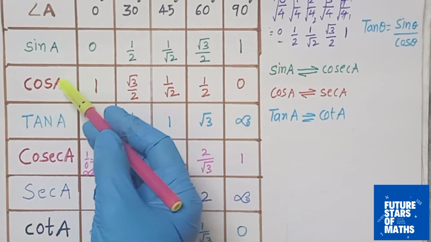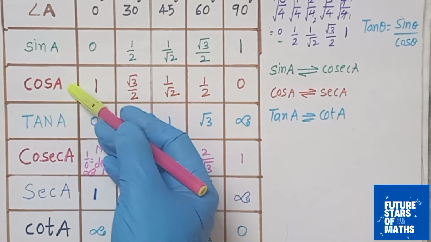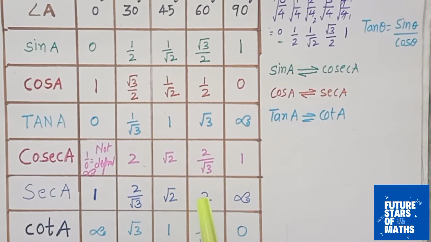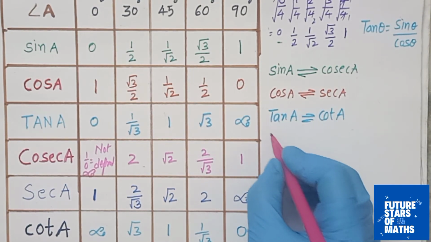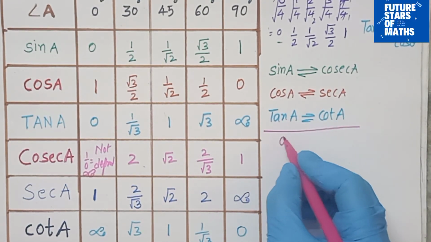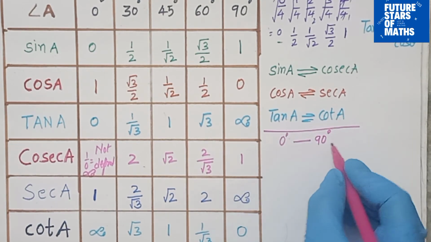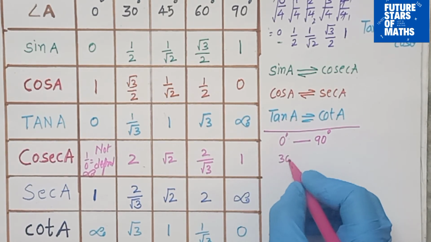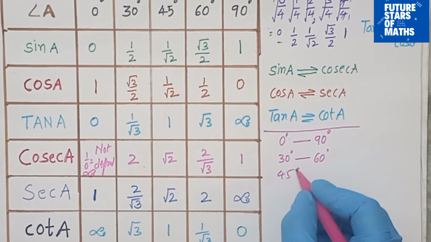Okay. What is remaining? Cos and secant. So how to write cos and secant without writing the whole table, that I am showing you. One thing you remember here: 0 means 90. 0 is related with 90. Then 30 is related with 60 and 45 is 45 only.